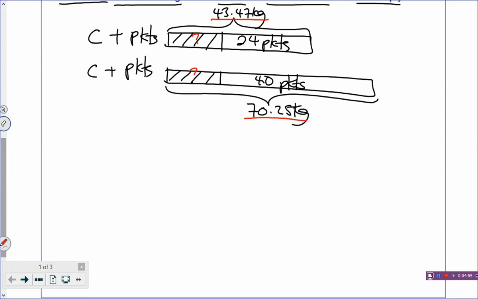and you can work out the answer. So when you draw a model, always look for the difference. Right? So can you find the difference between the packets? So what's the difference in the packets? Now you have 40 minus 24 packets. Isn't that 16 packets? So there's a difference of 16 packets.